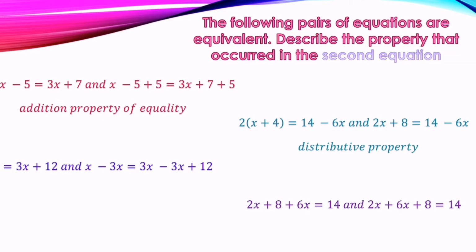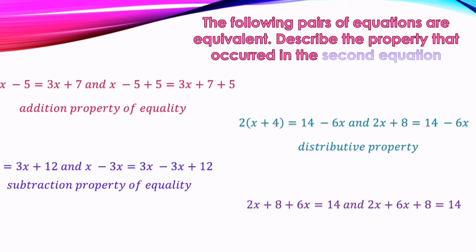My second equation is x minus 3x equals 3x minus 3x plus 12. Whatever I'm saying on both sides, that pretty much is what's happening. You're right, subtraction property. I'm subtracting 3x from both sides. And then I come down here. I have 2x plus 8 plus 6x equals 14. Now I have 2x plus 6x plus 8 equals 14.